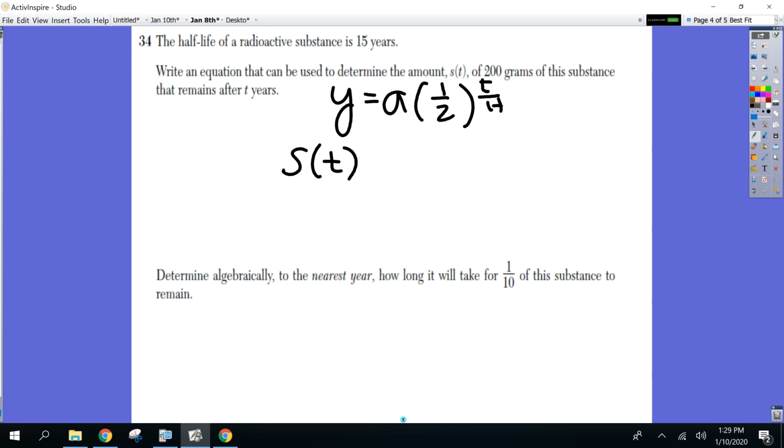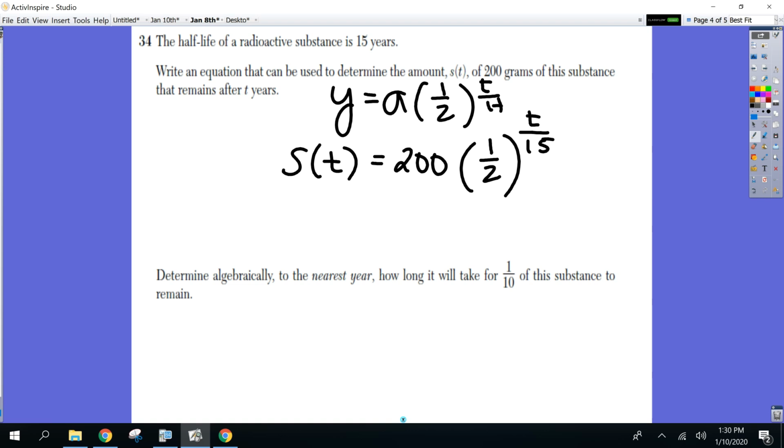I'm not allowed to grade it, so it's not like I'm going to say, all right, I'm going to let that slide. I don't know. A, initial amount, 200, 1/2 raised to the T over, what's my half-life? There we go. So there's a point. Questions there? Because this is where you really earn your points on this next one.